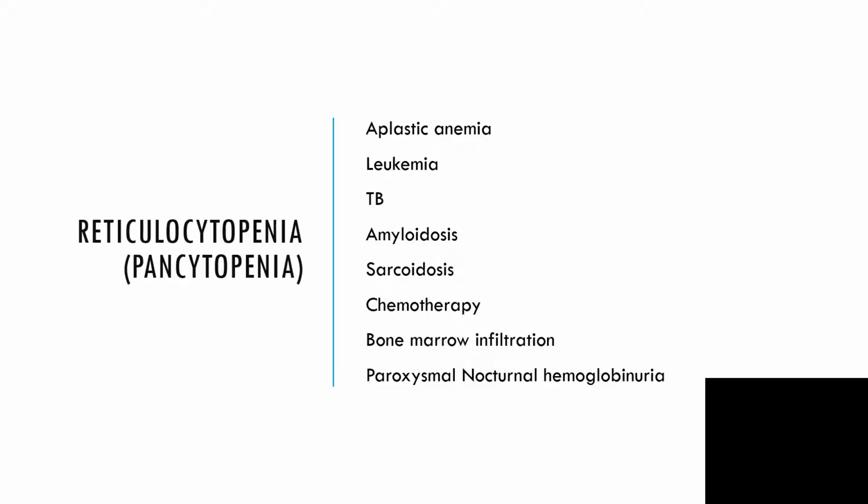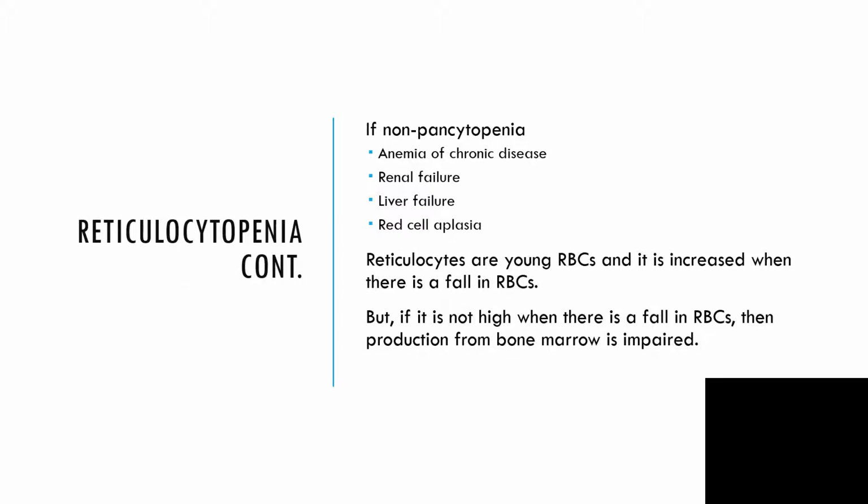However, the story is not going to end here. What will happen again? Yes, it could be reticulocytopenia at low level, but it is not pancytopenia. In other words, not all cells are affected. So it's only the red blood cells that are affected. Then the thinking will be a bit different. Could this be anemia of chronic disease? Could it be renal failure? Could this be liver failure or red cell aplasia?